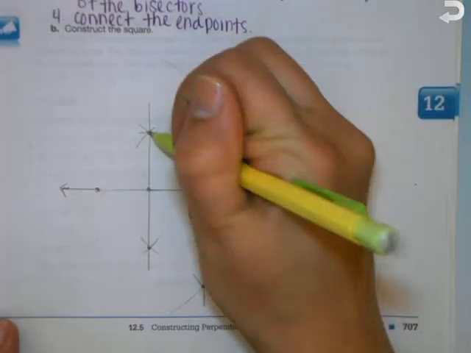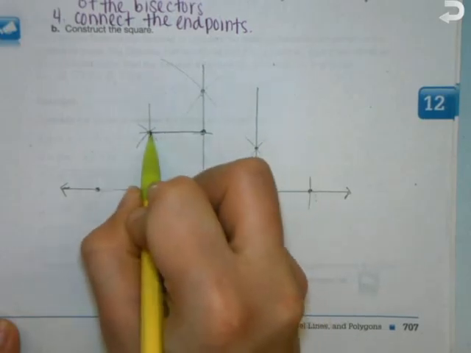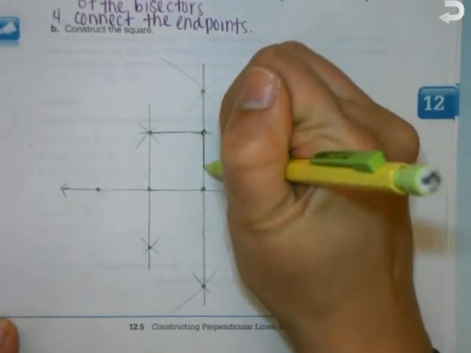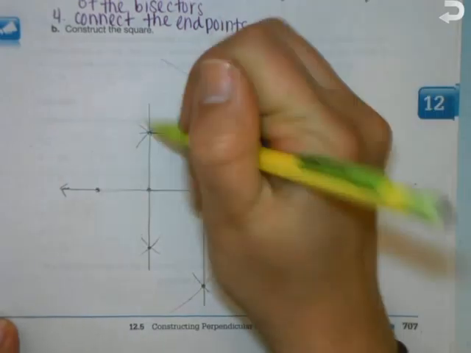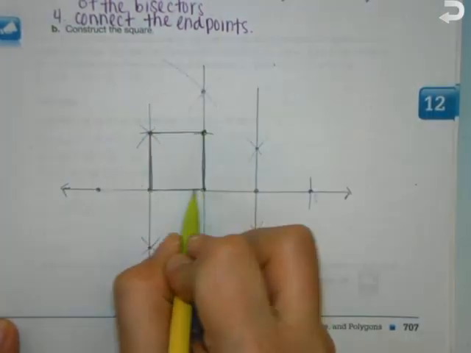So now you can connect, using your straight edge, all of the endpoints, and you have a square. And there's your square.